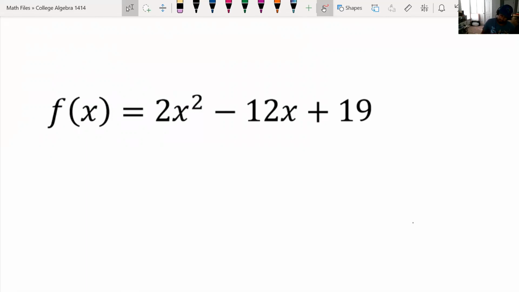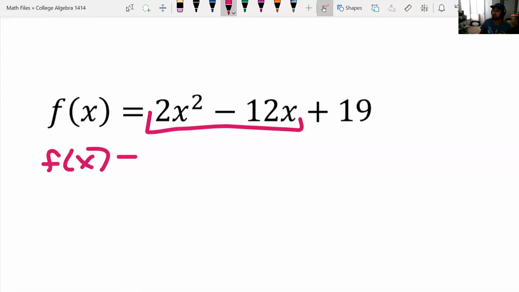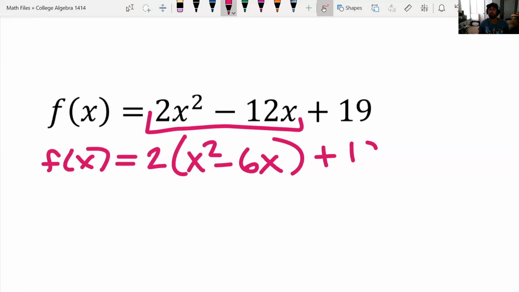So the first thing to do: is this in the perfect form? And the answer is no. There's a 2 in front, so we have to get rid of that 2. But we're only going to factor it from these 2 terms. So I'll get f of x equals, and I'll take that 2 out, and that'll leave me with x squared minus 6x plus 19. I only factored the 2 out from those 2 terms.